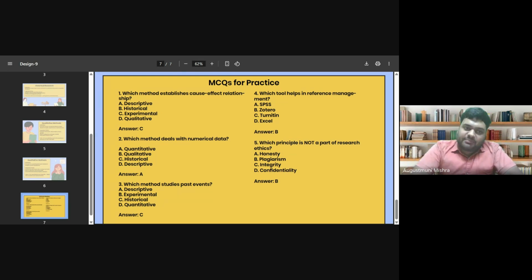So there can be different tools, what participants also discussed, even some of the tools we also discussed during the sessions. So quantitative is the correct answer, which is dealing with the numerical data. Now the third one is, which method studies the past event? That is historical. I think there is nothing to understand about that in the historical research.